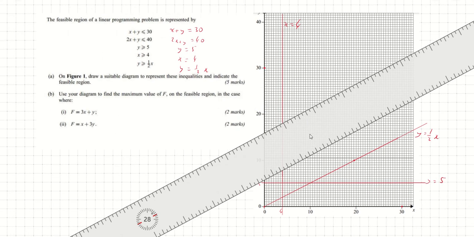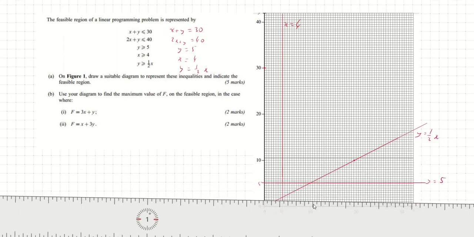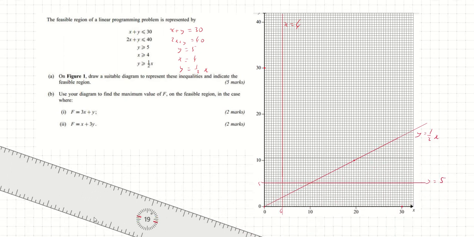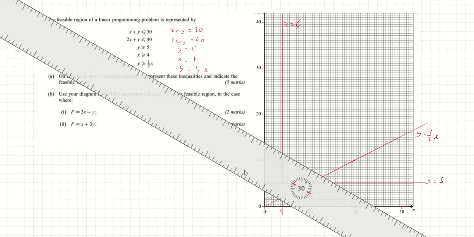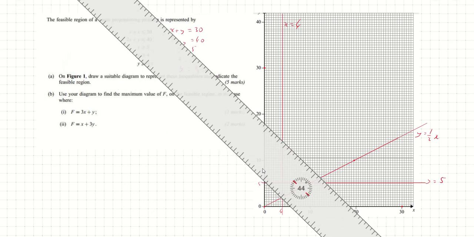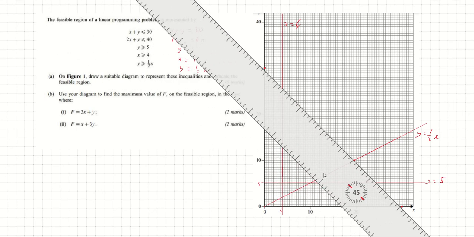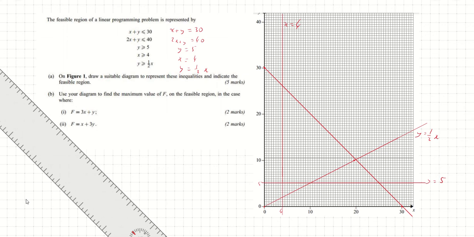Again, it's a bit fiddly for me to do on this, but I shall do it. So I think it's going to be a 45-degree line. So it's going to be roughly that. Great. So that's the line x plus y equals 30.